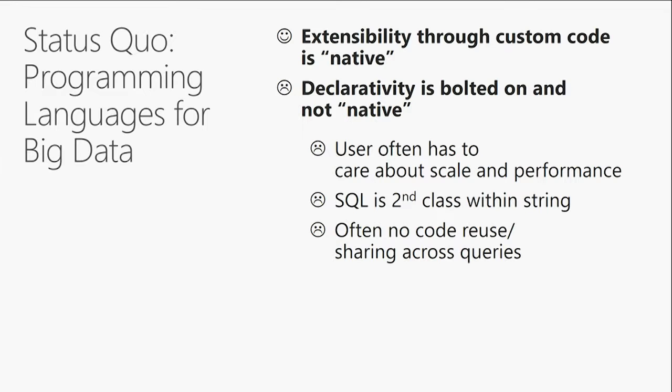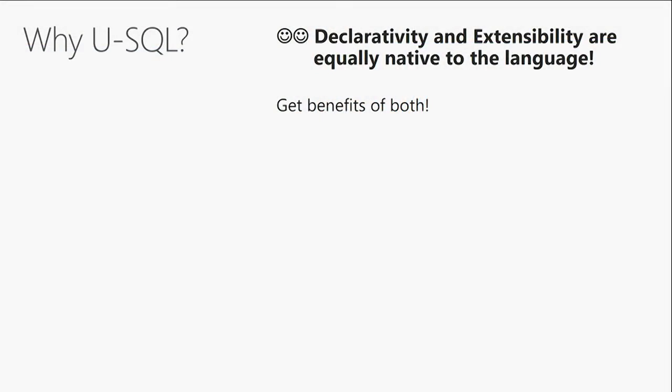And even if languages add additional abstractions, such as, for example, LINQ-based extensions or even embedded SQL expressions, they still have a second-class feel to them because they are integrated into the language, and you have to be very careful about how you write your programs so that you still get the benefit of the scalability of the declarative part of your program. So we basically found that having a new language approach like USQL that gives us the declarativity and extensibility equally native in the language gives us the benefits of both, while avoiding many of the pitfalls that you have if you're just going with one or the other.